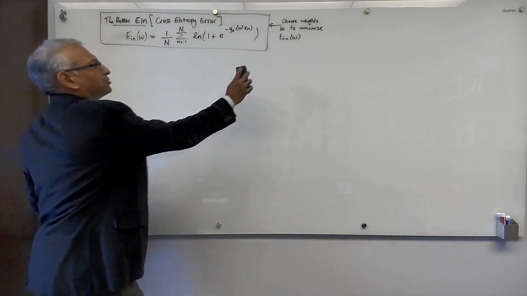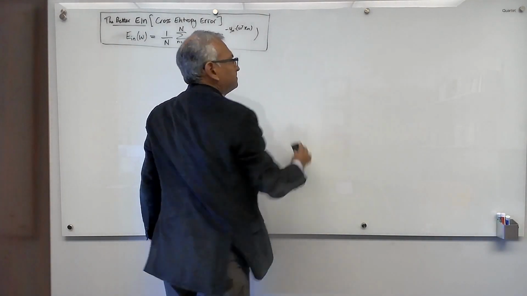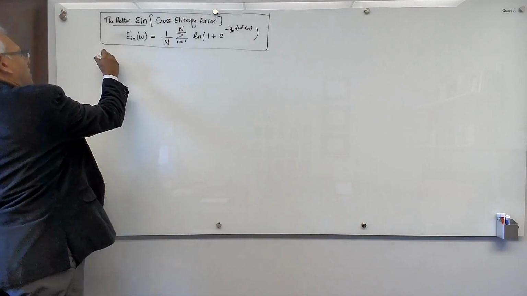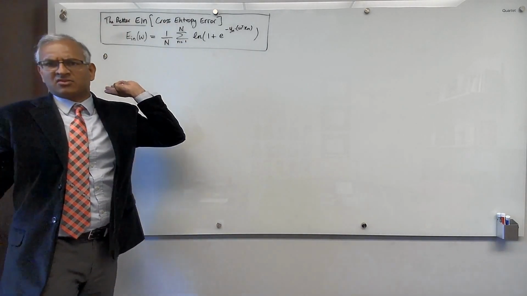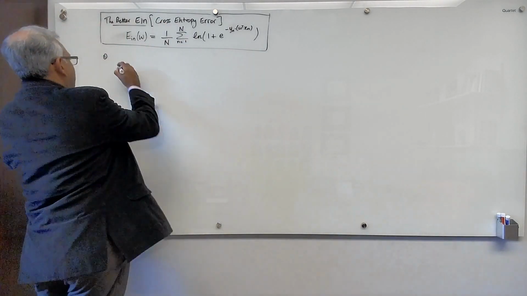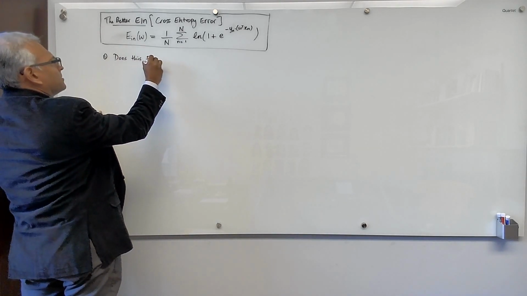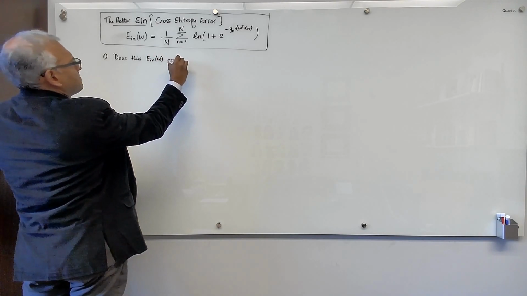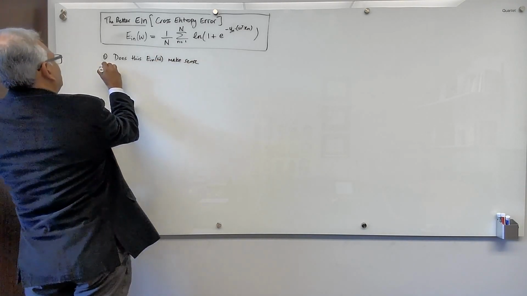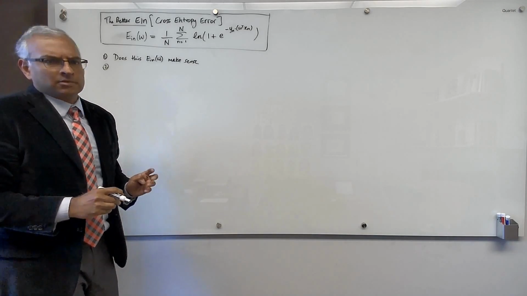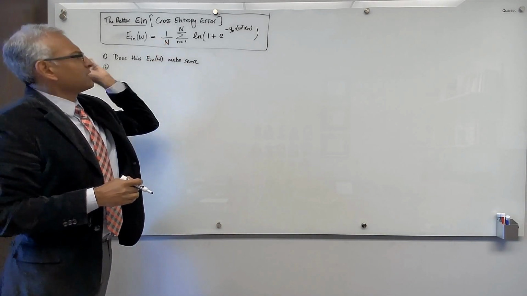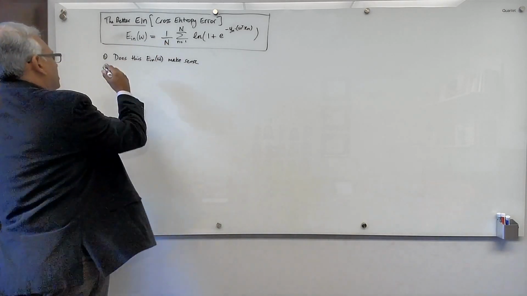Okay, so let's ask two questions. Question 1. Does this cross-entropy complicated looking error make sense? Does this E_in(w) make sense? Question 2. Well, the prescription was to find the weights w that minimize this E_in(w). So how to do that?